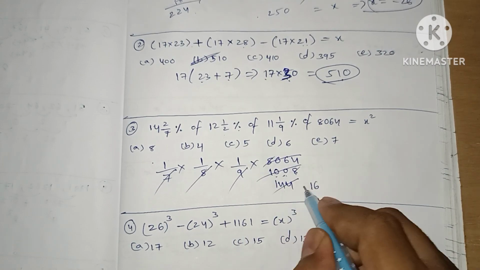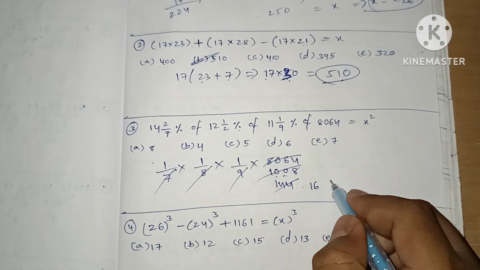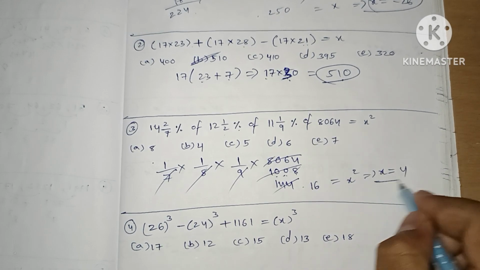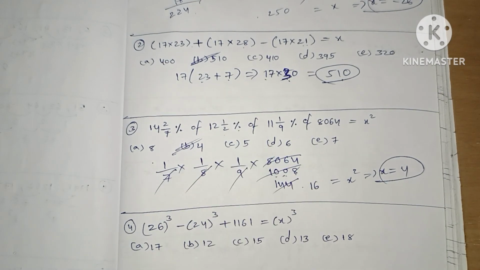16 times is 144. So 16 equals to x square. So x value will be 4. This is our answer. Option B is our answer.